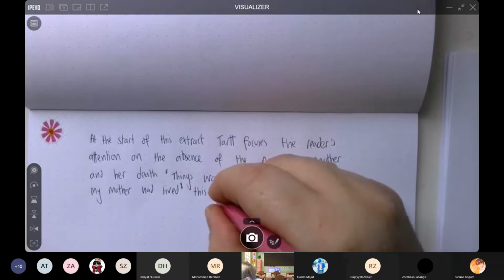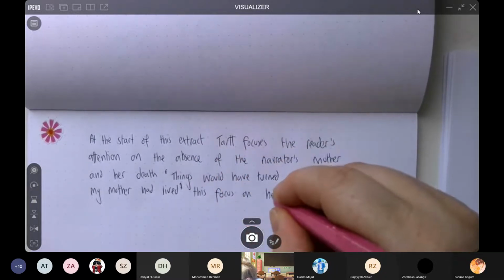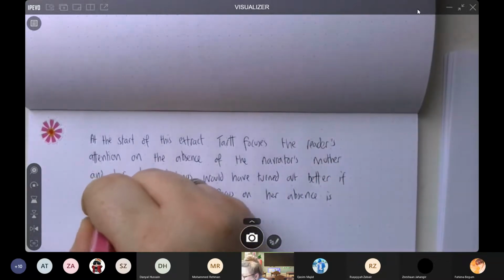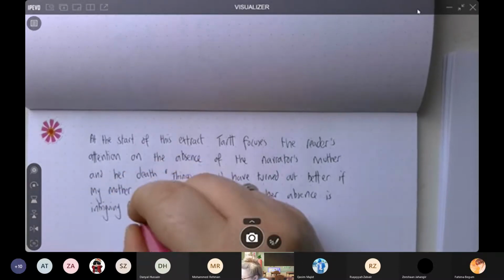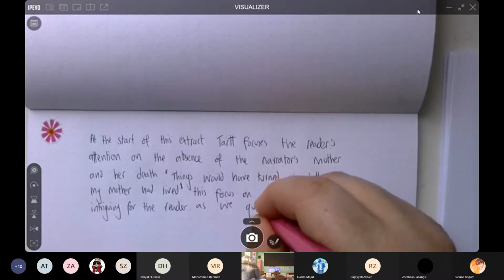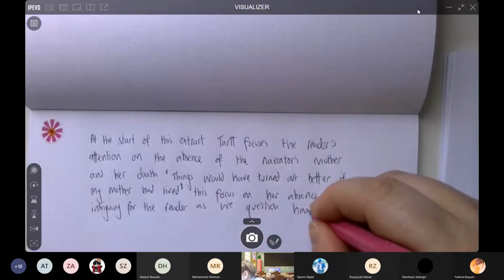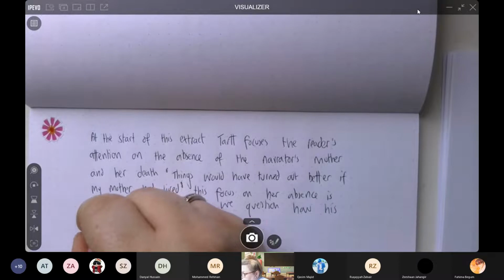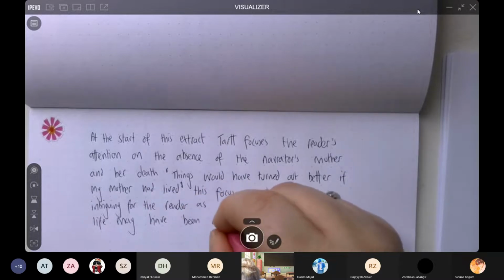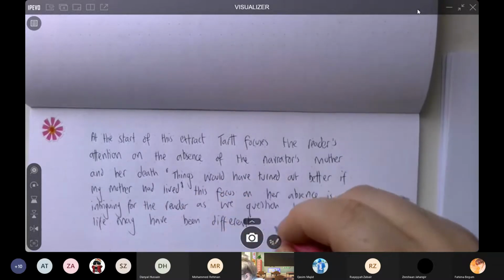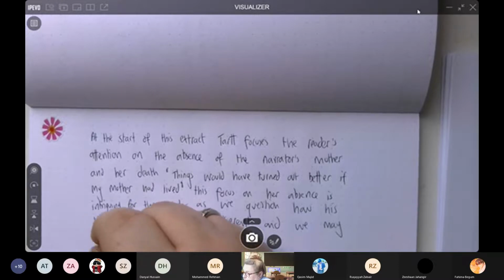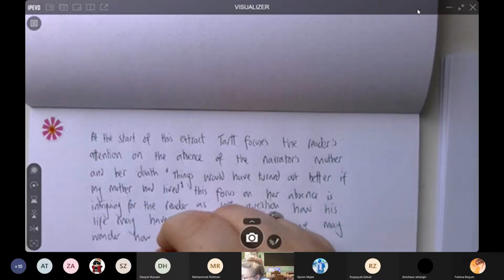this focus on her absence is intriguing for the reader as we question how his life may have been different, and we may wonder how his mother died.